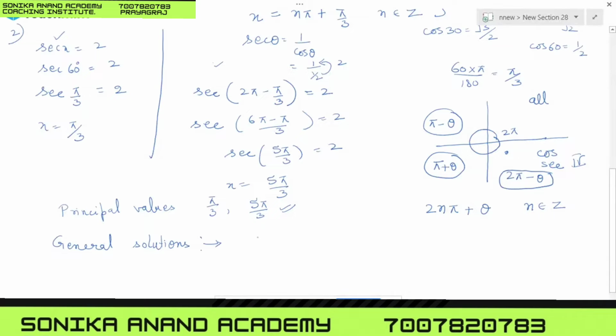So how will you write the general solution? x is equal to 2n pi plus minus theta. Theta you will write as pi by 3, so x is 2n pi plus minus pi by 3. So it's easy now. Easy. Now I'm going to explain the negative ones.